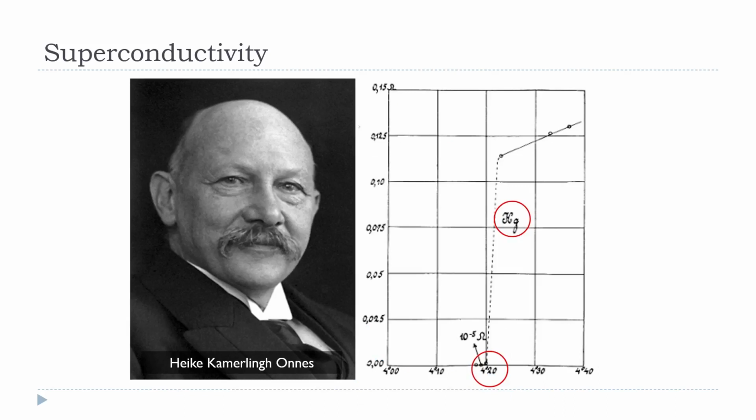Now, this is Kamerlingh Onnes, and in this plot, he proved the existence of superconductivity in metals, that is, zero resistance in metals. It was first identified in mercury at 4.19 Kelvin.